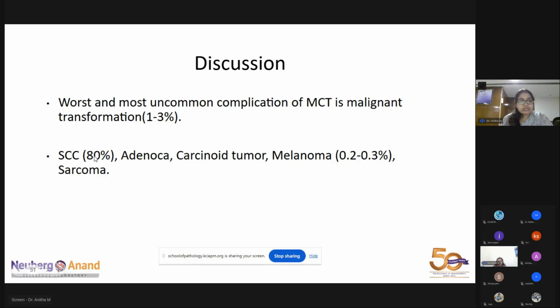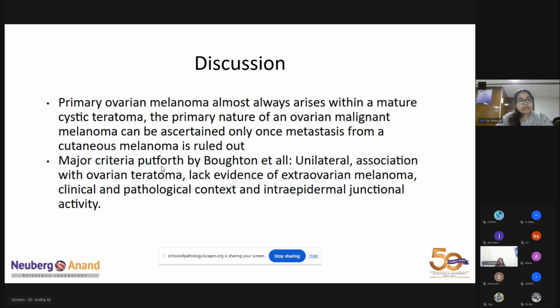The most common one is SCC, which accounts for about 80%, followed by adenocarcinoma, carcinoid tumors, and melanoma, which accounts for only 0.2 to 0.3%. The primary ovarian malignancy has to be excluded by identifying whether there is any metastasis from cutaneous melanomas.